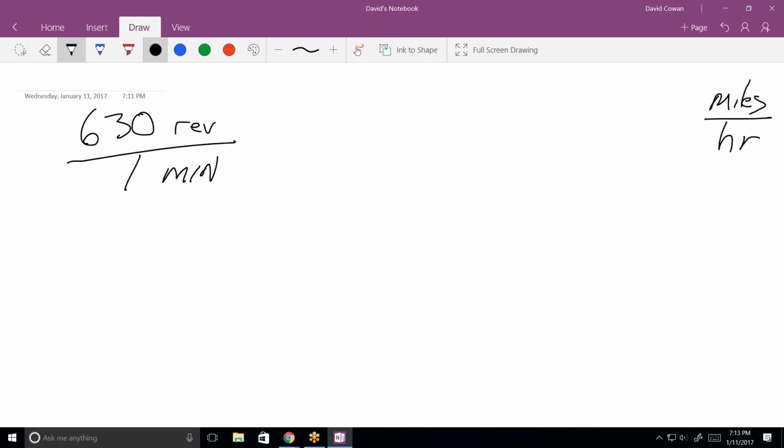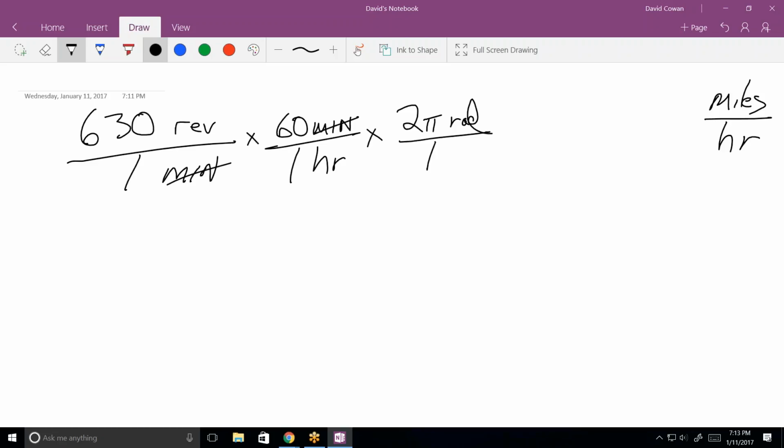So the first thing I have to do is get rid of the minutes. What's that conversion factor to get to hours? To get to hours, you would want minutes in the numerator. So 60 minutes per hour? Yep. Not 1 hour per 60 minutes, because I want to make sure the minutes cancel. Okay. And then I have to handle these 2 pi radians per revolution. I need that conversion factor. That gets rid of the revolutions. Now I'm in radians per hour.